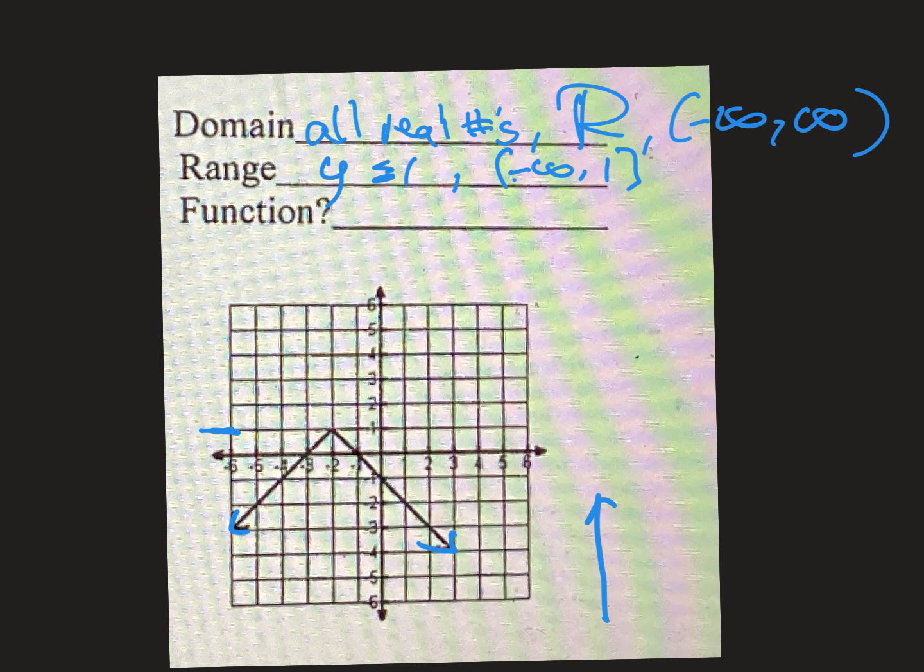Last thing on the video. Is it a function? Well, if I draw a vertical line there, no matter where I draw a vertical line, I'm only hitting that graph one time. And because I'm only hitting the graph one time, is it a function? Yes, it is.